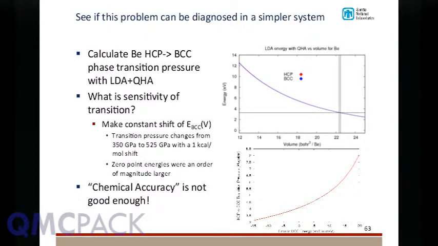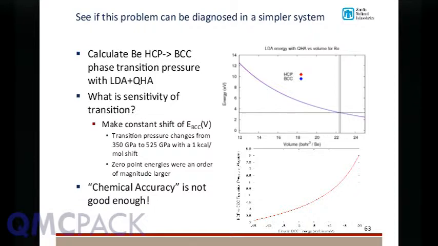So I took a step back from silicon and said, okay, I'm worried about my pseudopotentials. Let's go to something where maybe I can do something about that. So I looked at beryllium. Now it's a light element, so I will be able to do all-electron calculations on it. However, the quantities you might want to calculate are rather sensitive.